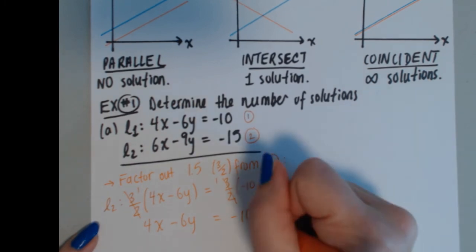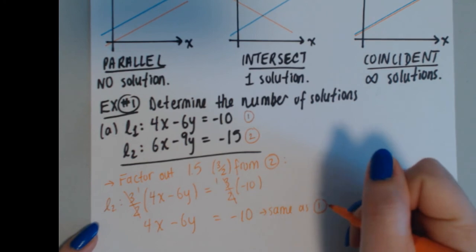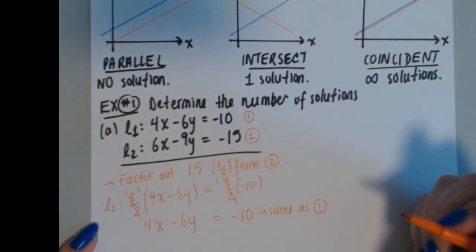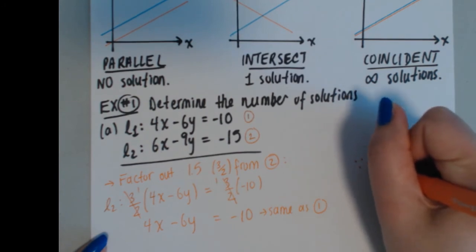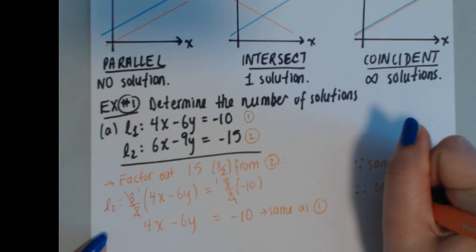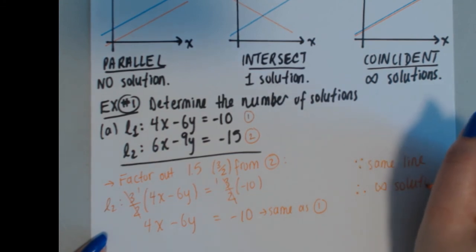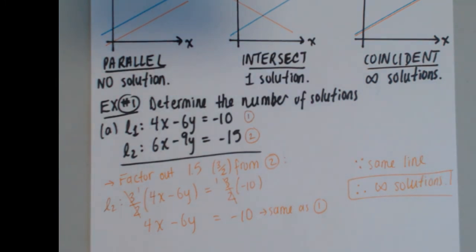So that is the same equation as 1. Since it's the same equation, it's the same line, that means you have an infinite number of solutions. So since it's the same line, therefore infinite solutions. We always have to indicate how many solutions we have and why. So that's something simple to get us started with in part A. Let's move on to part B.